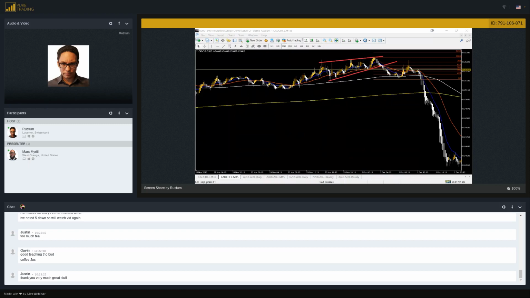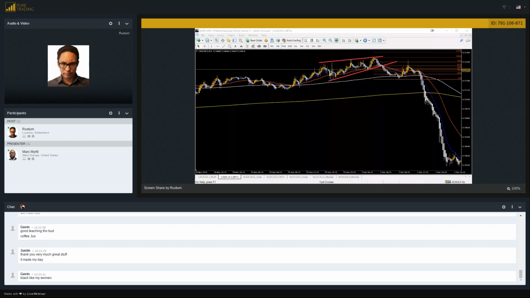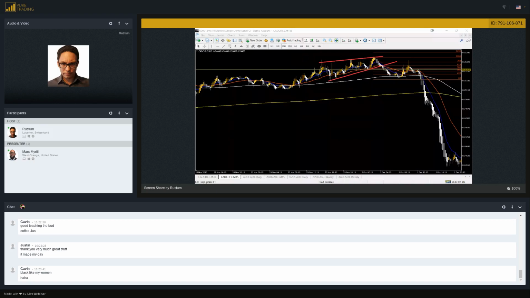So the two edges are: you find the zone. That's edge number one. Nobody does that. That's an edge for you because nobody does it. And then within that zone, you're looking for another edge. So it's two edges that we have here. And it's been working forever, and it's going to work for you as well.